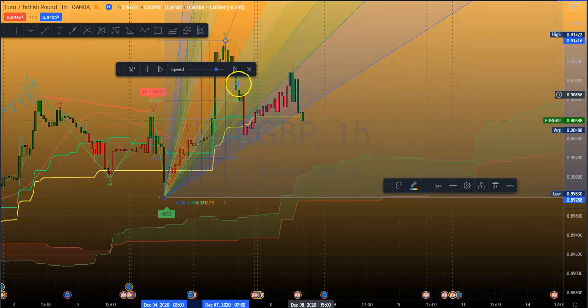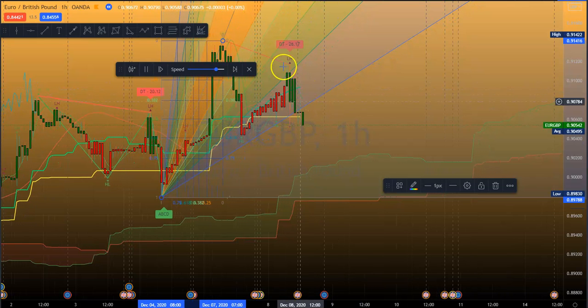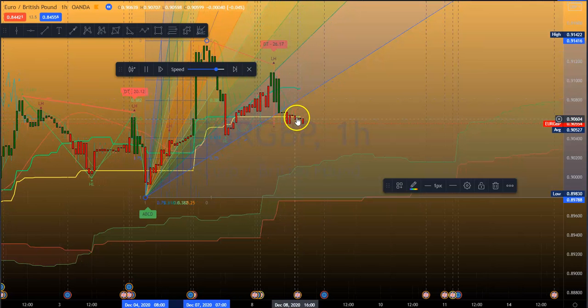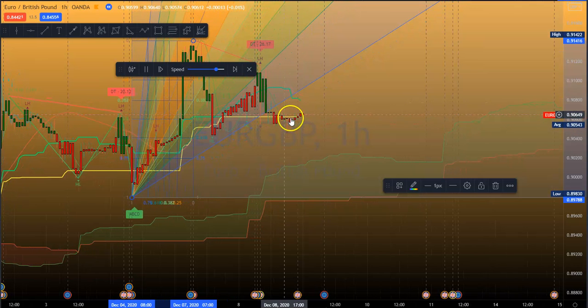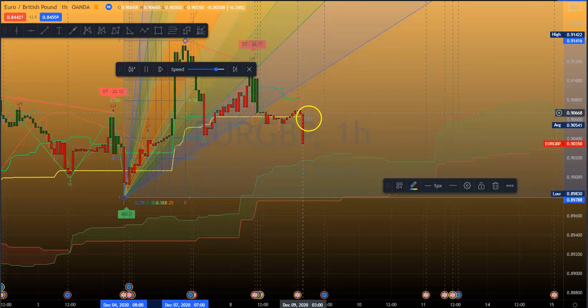Let's see what we got. Oh, and that just switched side. But that's all right. Oh, we got another double top. Forget it. It went back, and this went back. Span. Yes.